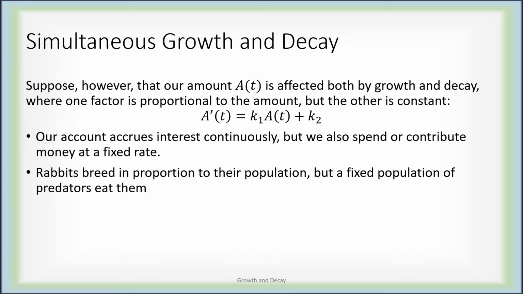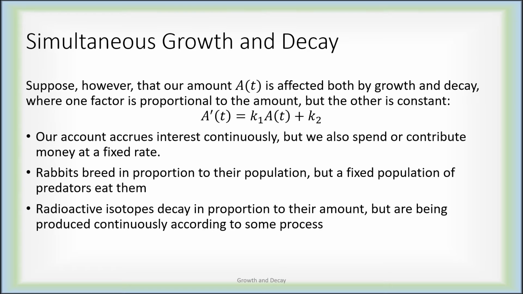Or maybe rabbits breed in proportion to how many there are, but there's a fixed population of predators eating them. So their population grows proportional to how many there are, but decreases at a fixed rate at which predators are eating them. Or perhaps you have radioactive isotopes. They decay in proportion to their amount, but maybe they're being created continuously at a constant rate according to some process. So something is creating radioactive isotopes at a fixed rate, and then they are decaying in proportion to how much there is.